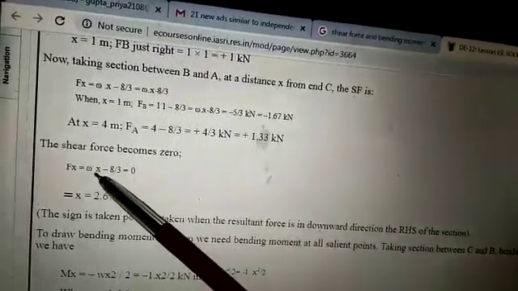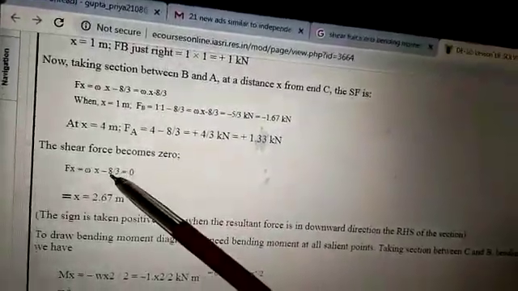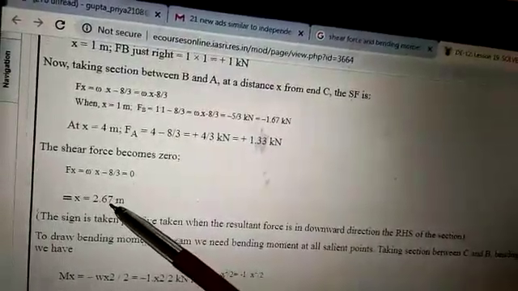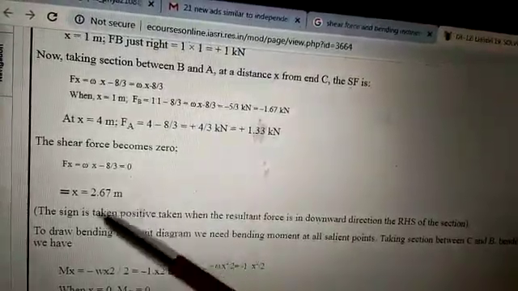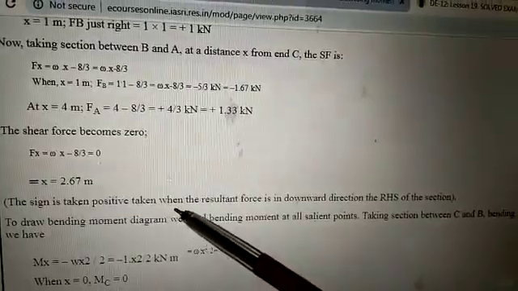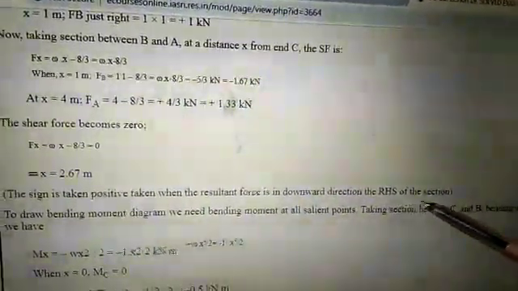So in order to find this, we will put in this equation Wx minus 8 by 3, and equate it to 0. So this equation is equated to 0, and we obtain the value of x as 2.67 meter.